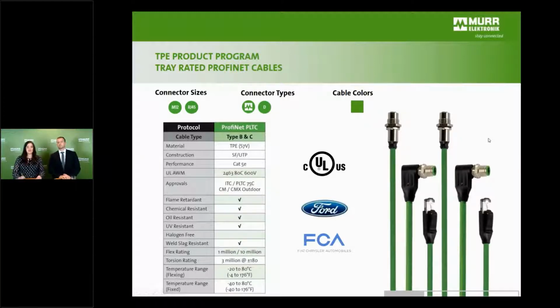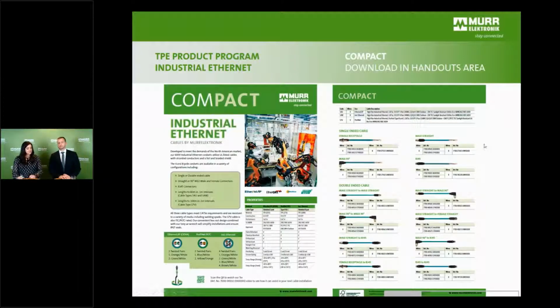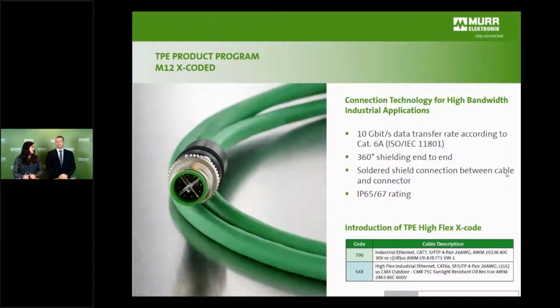We also have a compact available for you, Industrial Ethernet, that is also available in the downloads area of this webinar. And Sebastian, last but not least, do we have M12 X-code? I think so. Here you can see our versions. We have a category 6A cable with our M12 X-code connector. The special thing about this cable, and it's really a good cable, is that we have a track chain cable available. It's not easy to construct a track chain cable as a category 6A cable, and with the TPE, we have it now.